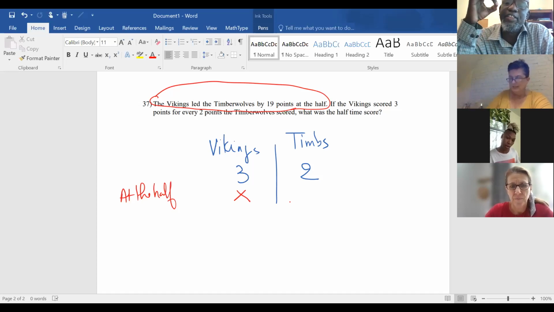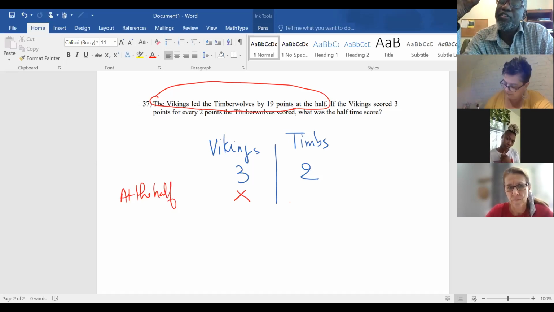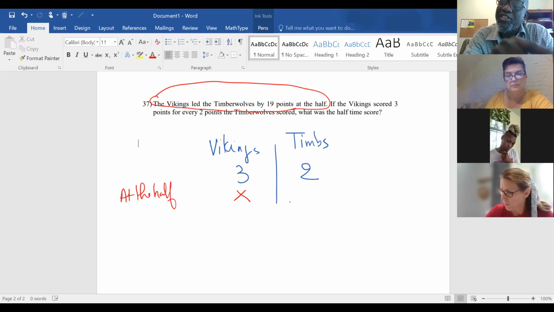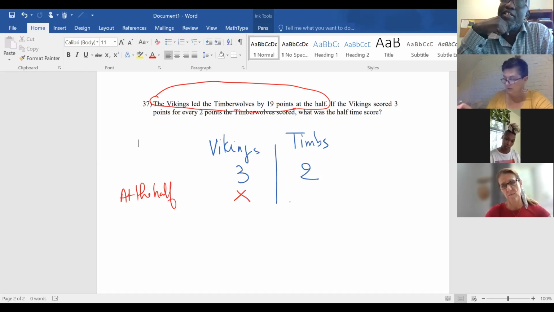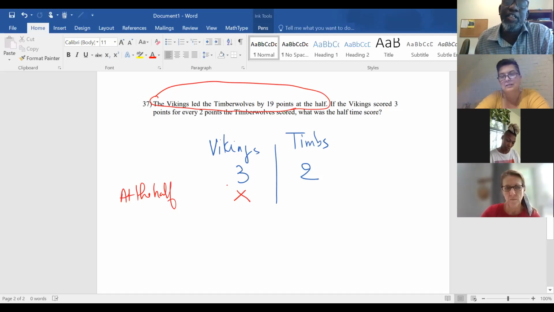If the Vikings scored X points, because of the sentence I just boxed, then the Thames scored X minus 19 points, right? Everybody got that? You see, that is what we needed to be done. So when we do algebra, we don't hesitate to involve variables. Every time we do algebra, we have to involve variables. Now it becomes exactly what we did before. Now you do the cross multiplications, right?